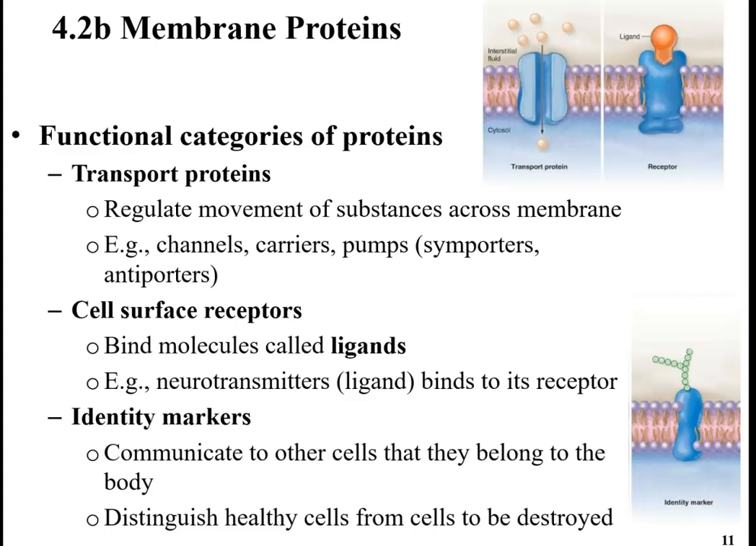Then we can talk about membrane proteins in terms of functional categories. There are transport proteins that regulate movement of substances across the membrane, for example, channels, carriers, and pumps. And pumps can either be symporters or antiporters, and we'll talk about all this in a little bit. Cell surface receptors bind molecules called ligands, for example, neurotransmitters that bind to their receptors. Identity markers not only allow the cell to communicate to other cells that they belong to the body, but also help distinguish healthy cells from cells that need to be destroyed.